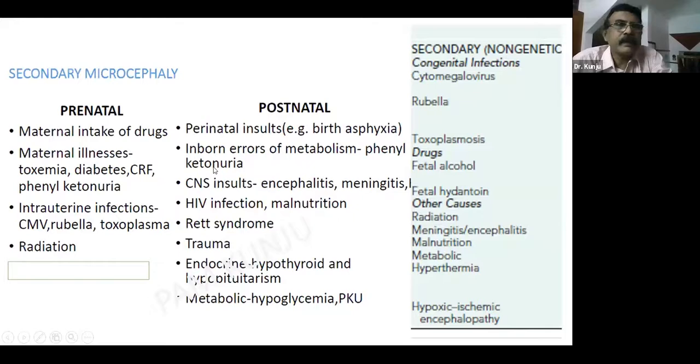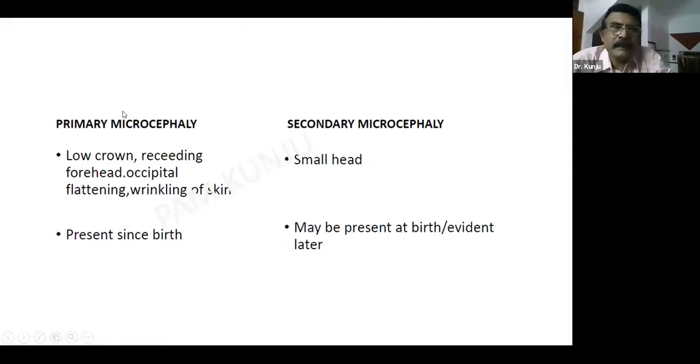And there are certain characteristic features that may differentiate. As I mentioned, primary microcephaly usually is present at birth, but certain secondary microcephaly like TORCH infection can present at birth. And usually primary microcephaly may have a low crown, receding forehead, occipital flattening, wrinkling of skin, etc. And it is present at birth. And in secondary, the head size will be small, that's all, may not have that receding forehead or characteristic features. And it may be present at birth, or it may be evident a bit later.